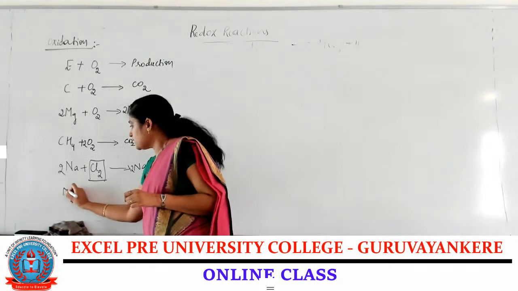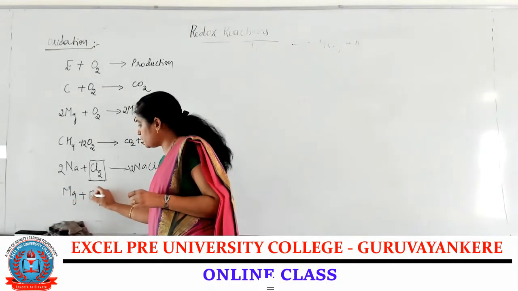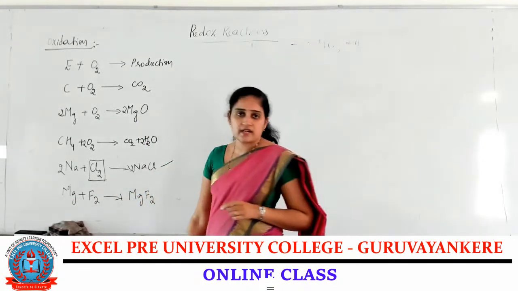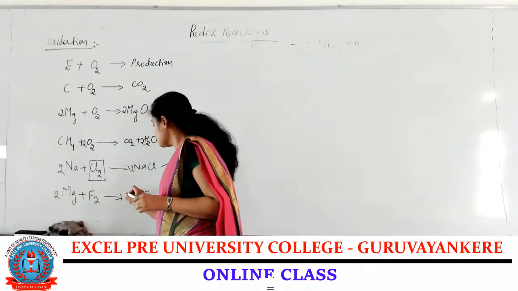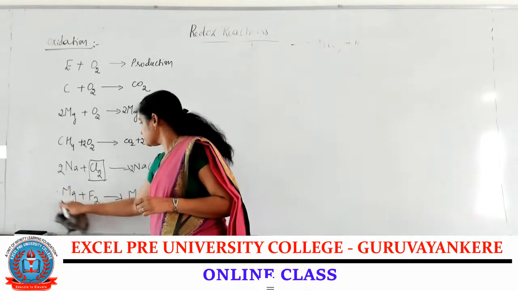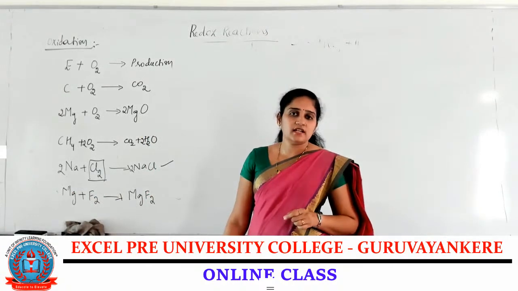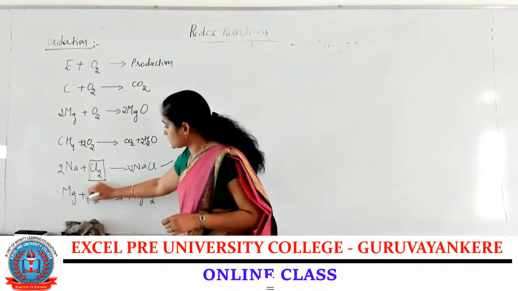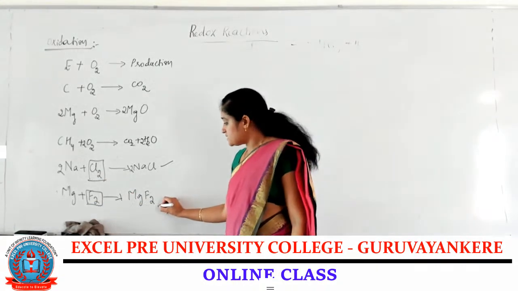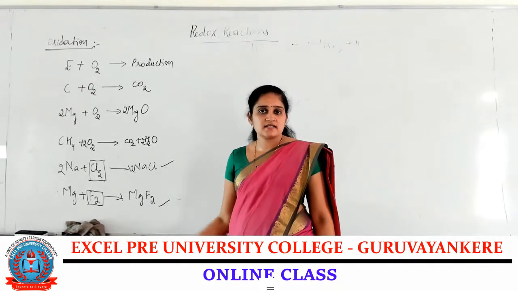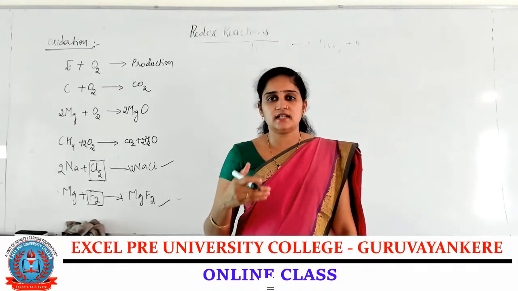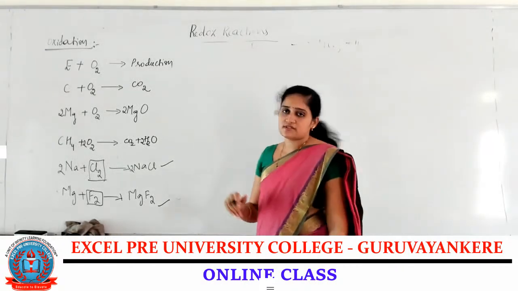One more example, magnesium reacting with fluorine gives rise to magnesium fluoride, MgF2. Magnesium plus fluorine gives rise to magnesium fluoride. Addition of an electronegative element is taking place. That's why this is also an oxidation reaction. That is the second definition: addition of an electronegative element is nothing but an oxidation reaction.